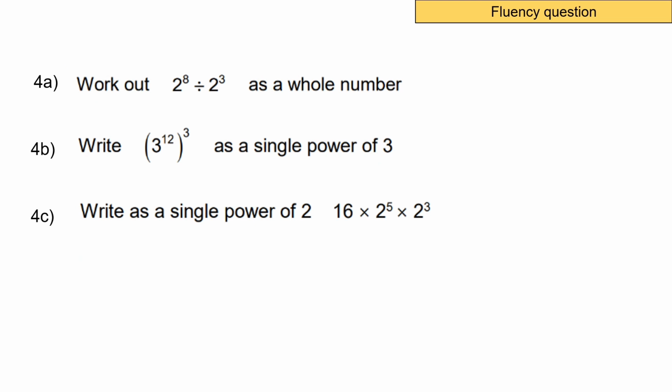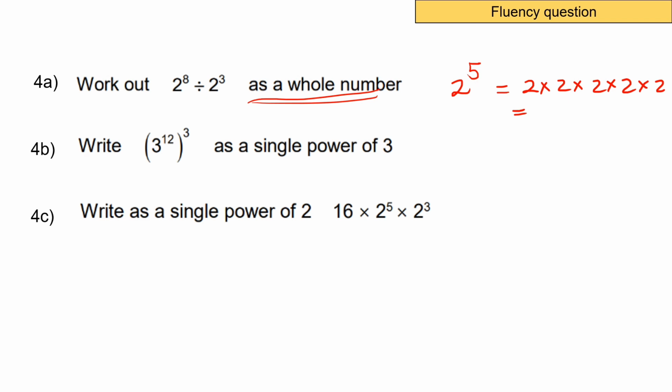Okay, question 4, work out 2 to the power of 8 divided by 2 to the power of 3 as a whole number. Okay, so we need to find out 2 to the 8 divided by 2 to the 3. You keep the base the same and then you subtract the powers. 8 take away 3 is going to give you 5. I'm not going to leave it here because they want me to find out as a whole number, or sometimes they say work out the value of, which is the same thing. So you're going to need to do 2 times 2 times 2 times 2 times 2. So 1, 2, 3, 4, 5.